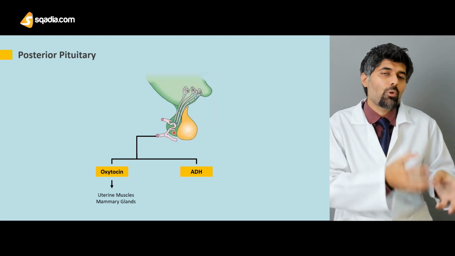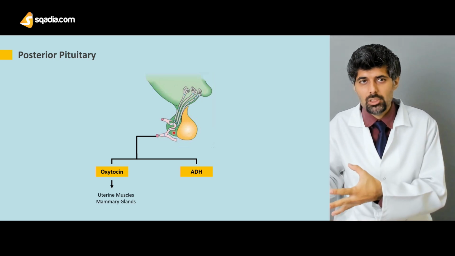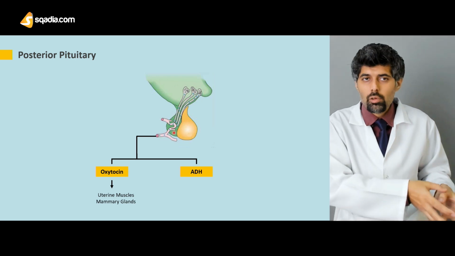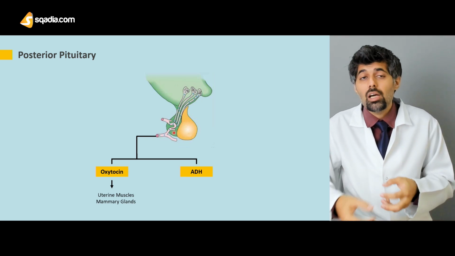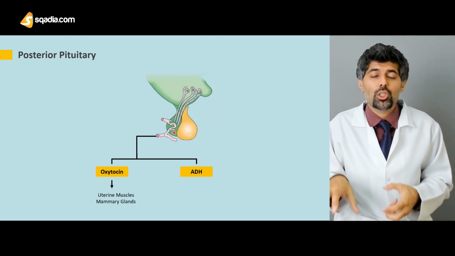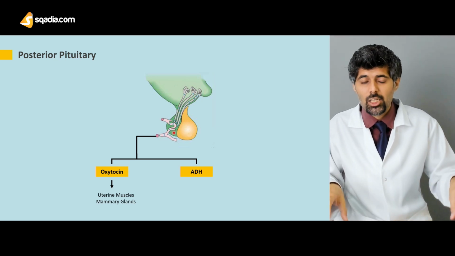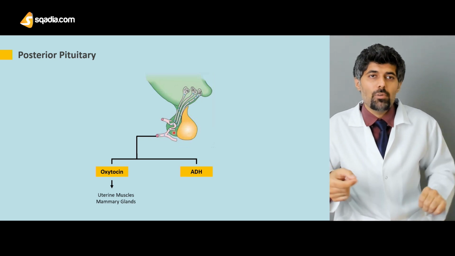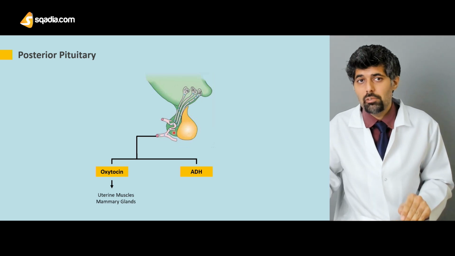The other effect of oxytocin is on the mammary glands or the breasts, because along with prolactin it helps in the growth of the breasts and the expression and release of the milk after the delivery of the baby. The production of the milk starts before the delivery by the action of the prolactin, but it is the action of the oxytocin which causes the release of the milk after the delivery.